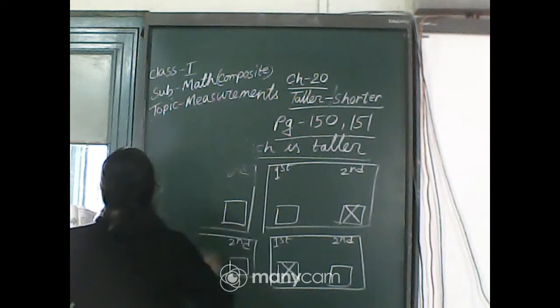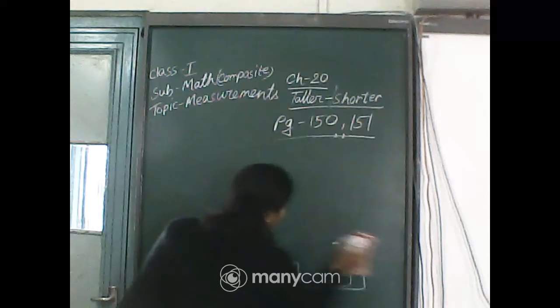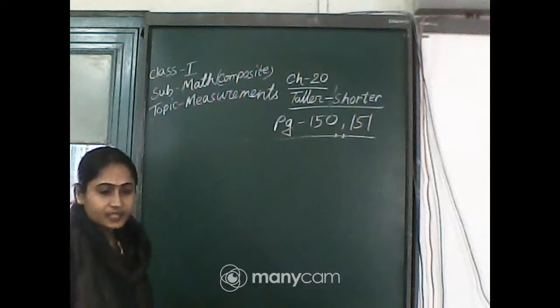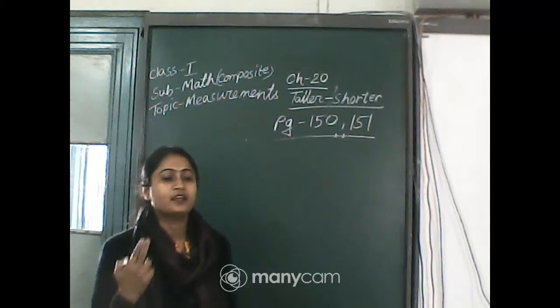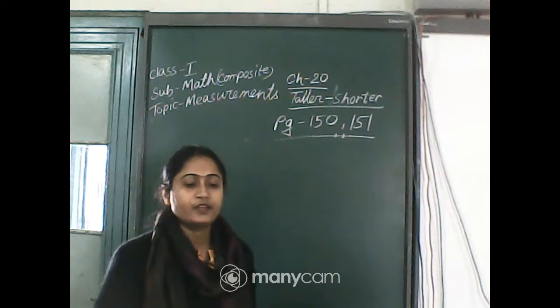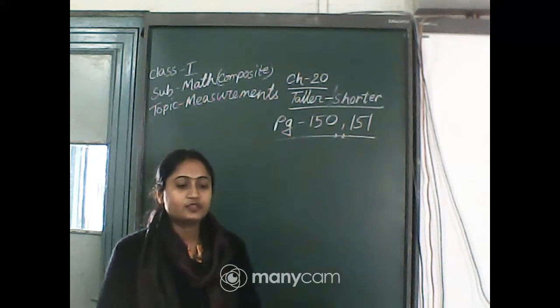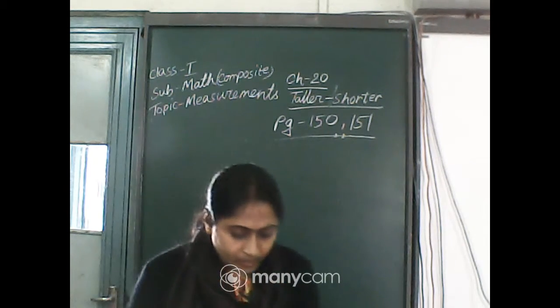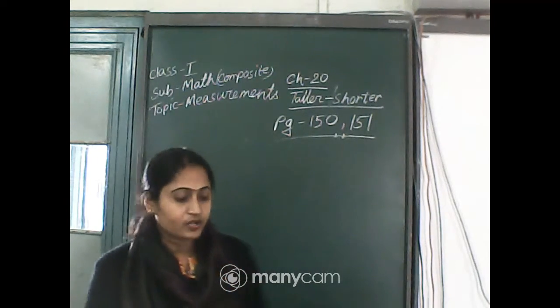Now here we will compare tallest and shortest. When we compare more than two objects, then we have to say tallest and shortest. If we compare only two objects, then taller and shorter. When we compare more than two objects, means 3, 4, 5, whatever, more than two objects, then we have to say tallest and shortest. Okay, now cross the tallest and tick the shortest.